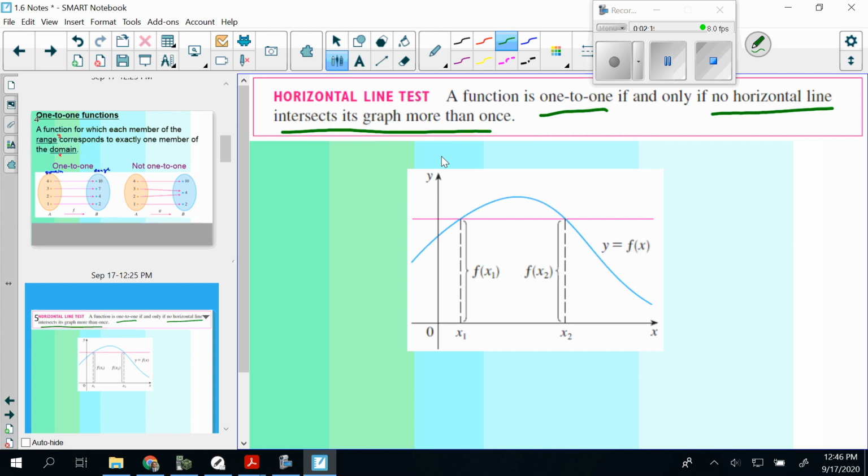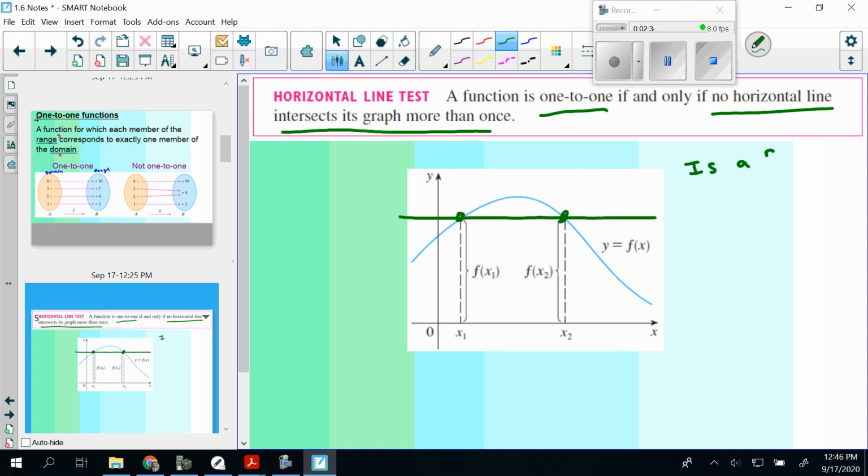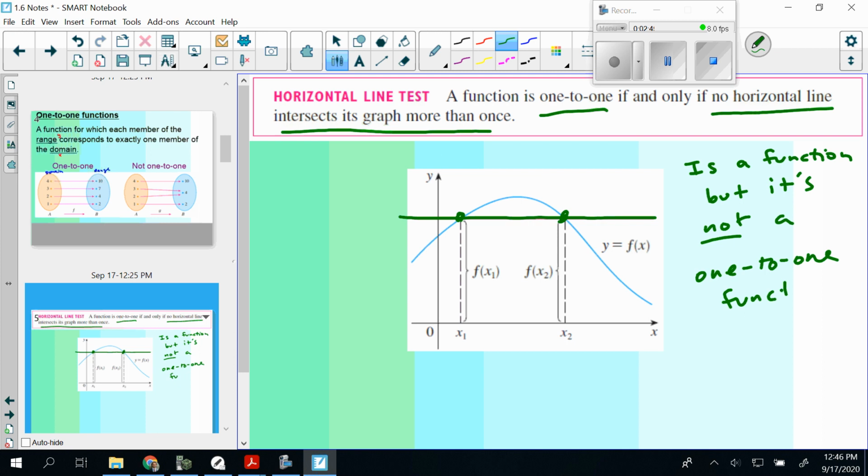So just like we did before, draw horizontal lines. Now if I draw down here, yeah, only hits once. If I draw a horizontal line up here though, we can see that hits twice. So this graph here is a function, but it's not a one-to-one function. So one-to-one functions have to pass both the vertical line test and the horizontal line test to be one-to-one.